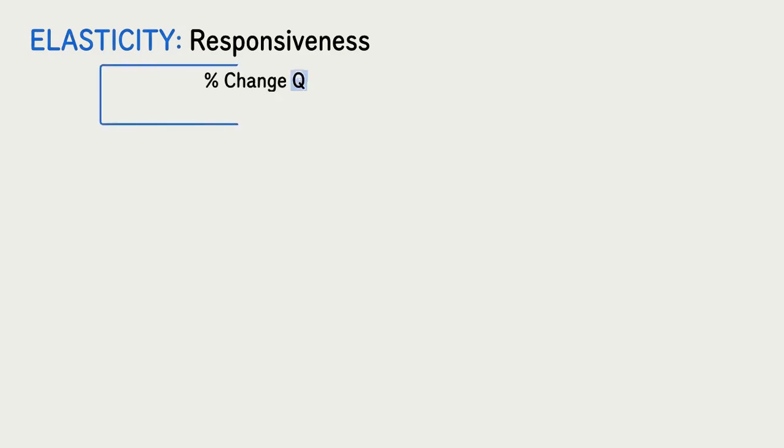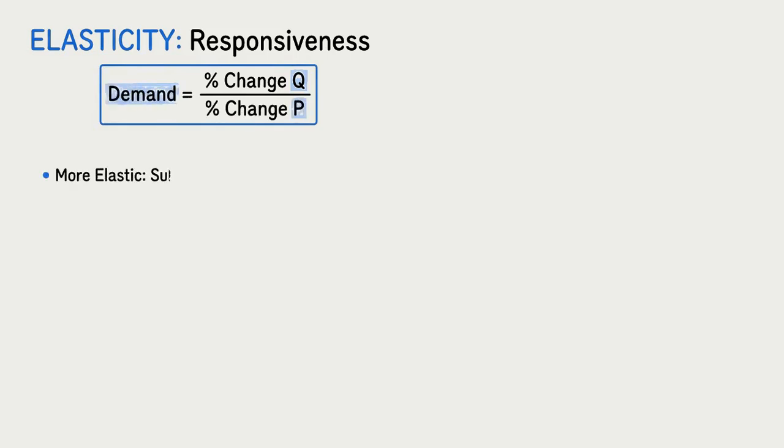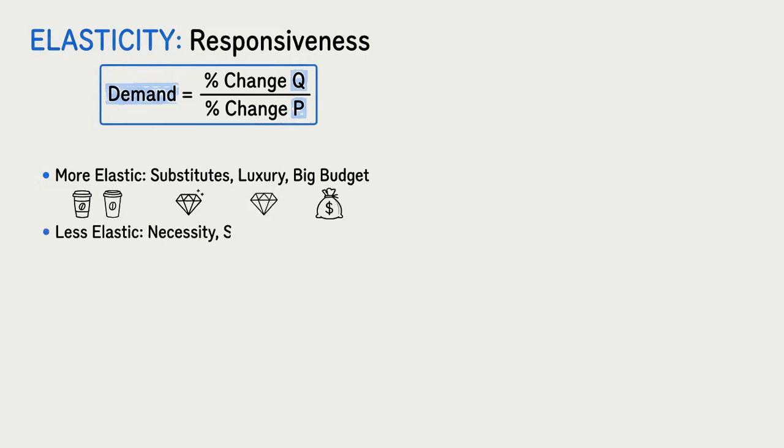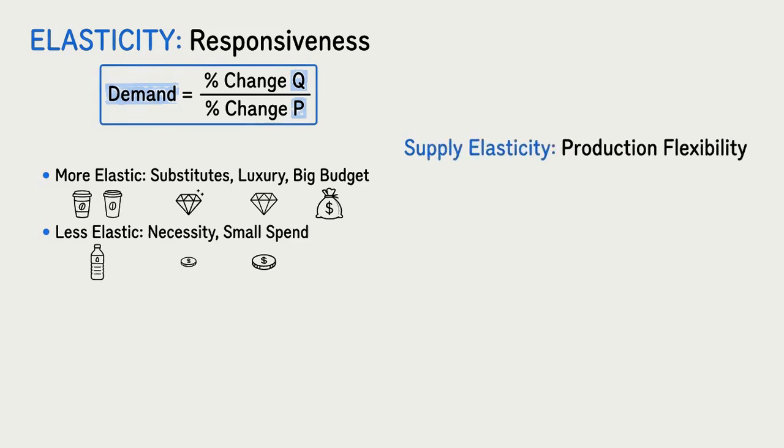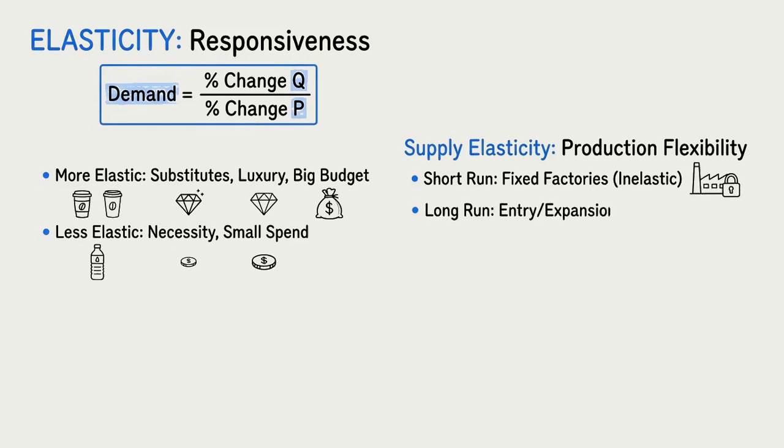Now, elasticity. That's how responsive quantity is to a change in price. For demand, it's the percent change in quantity divided by the percent change in price. Demand is more elastic when there are lots of substitutes, when the good is a luxury, or when it's a big part of your budget. It's less elastic when there are few substitutes, it's a necessity, or it's a small part of your spending. Supply elasticity depends on how easily firms can change production. In the short run, supply is usually inelastic. Factories and equipment are fixed. In the long run, firms can expand, new firms can enter, and supply becomes more elastic.